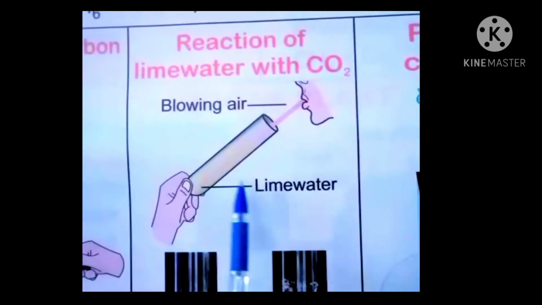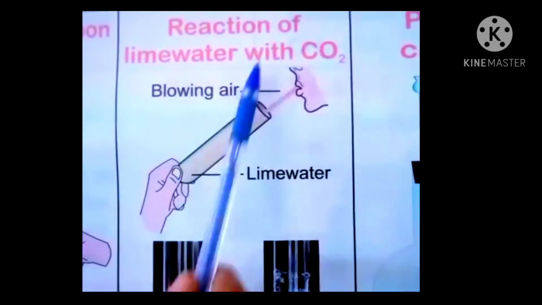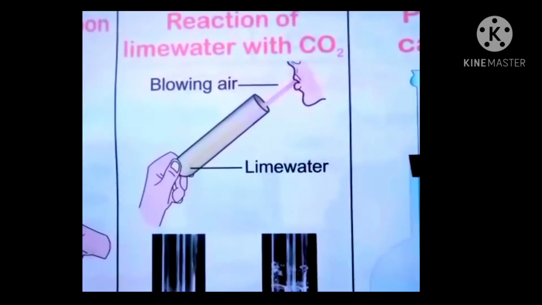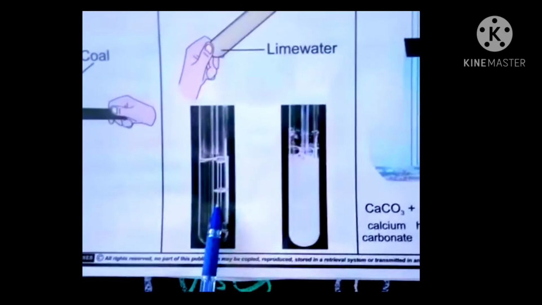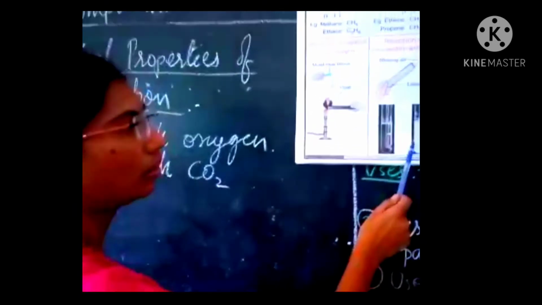So there is a reaction between the lime water and carbon dioxide. How will we come to know that there is a reaction between lime water and carbon dioxide? The lime water after the reaction turns milky. So this indicates that the lime water has reacted with the carbon dioxide gas which is released from our mouth.